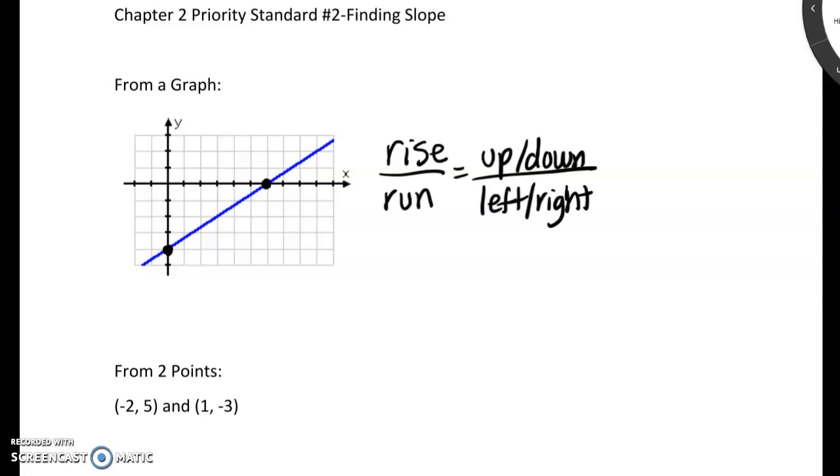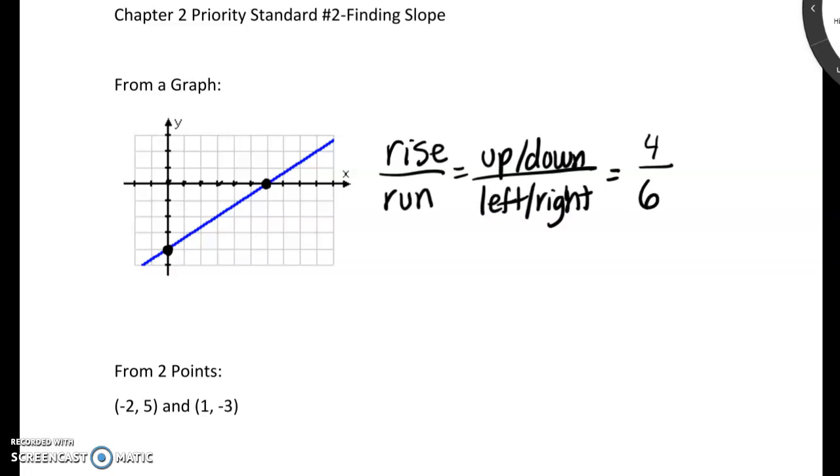So when I do that, I can start at either point. So I'm going to start at the bottom point and I'm going to count up. So I go 1, 2, 3, 4 up to where that point is. And then from here, so I counted up 4, I'm going to count over 1, 2, 3, 4, 5, 6.